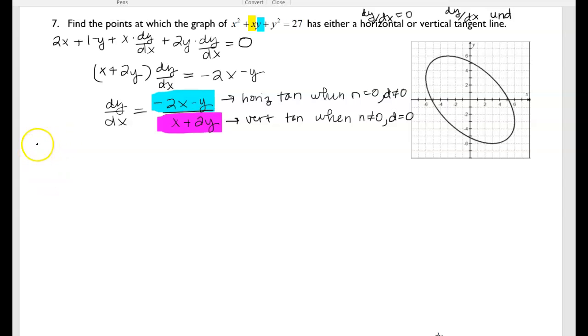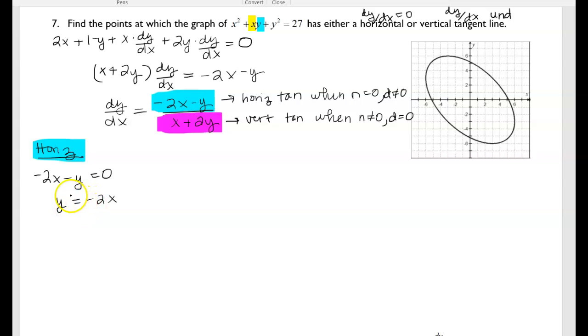Okay, so let's find our horizontal tangents first. Let me go ahead and highlight that so you can see how it's matched up there. So all I'm going to do is take my numerator and set it equal to 0. Negative 2x minus y equals 0. And what I would get is just y equals negative 2x. Now that's not actually a point yet.